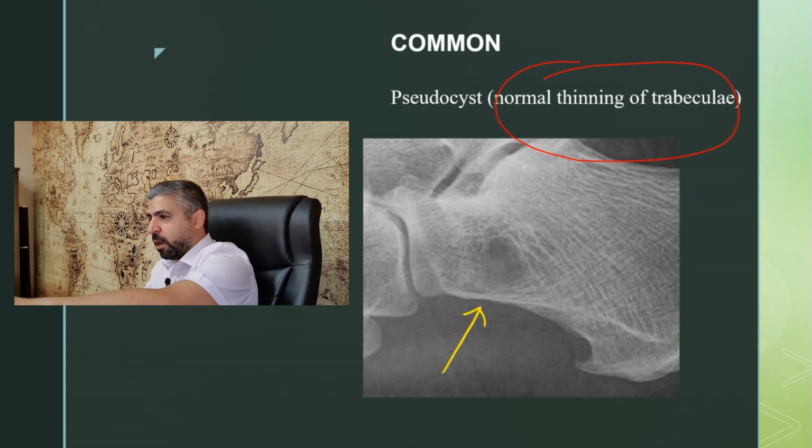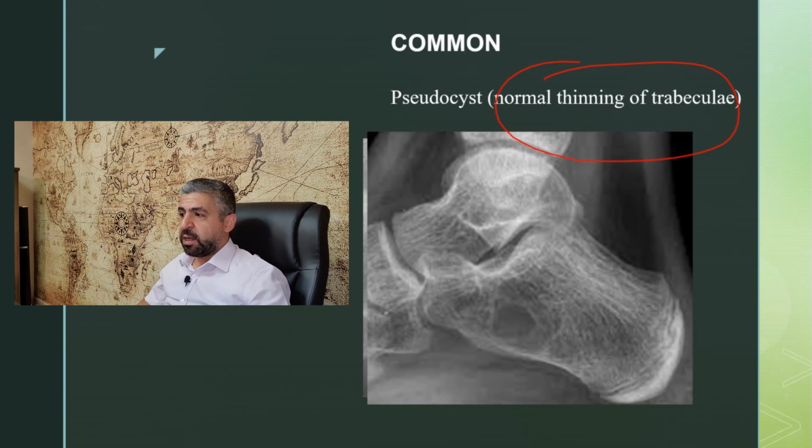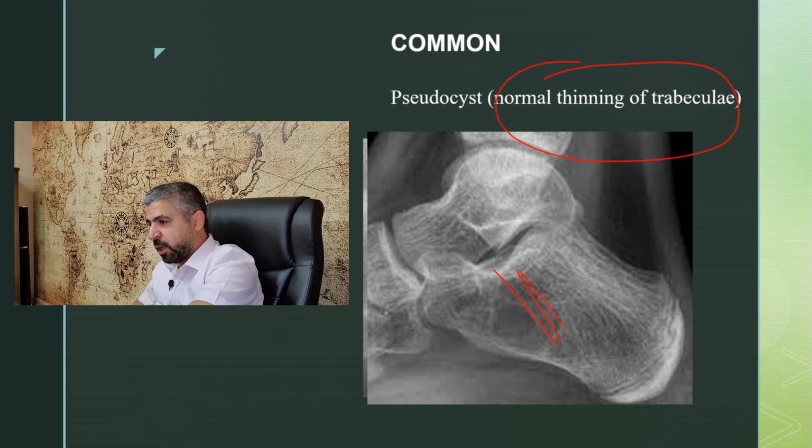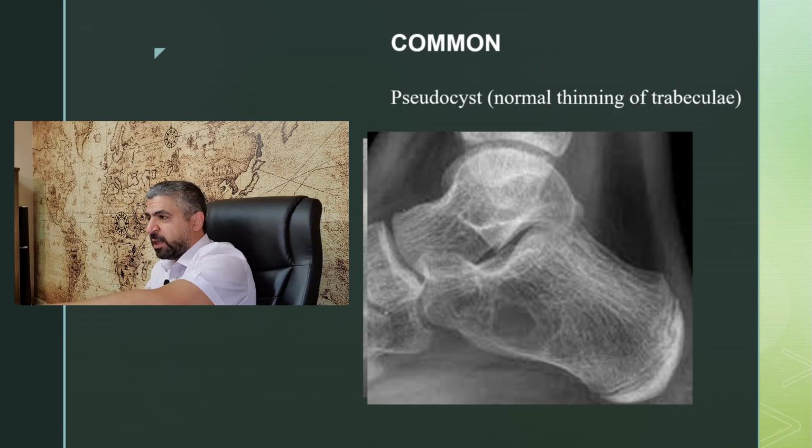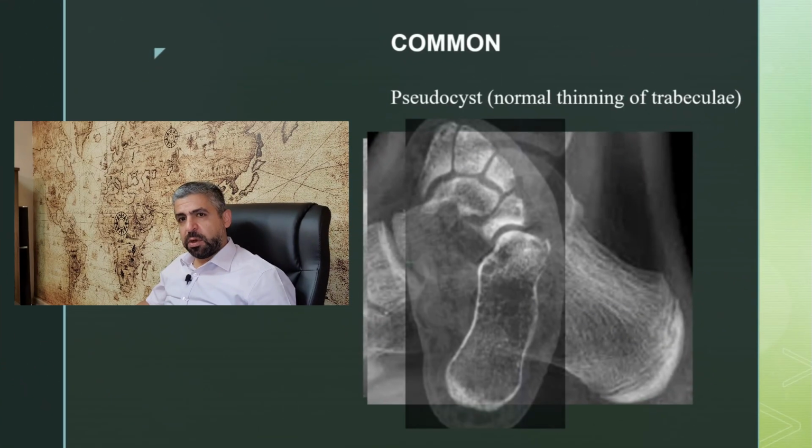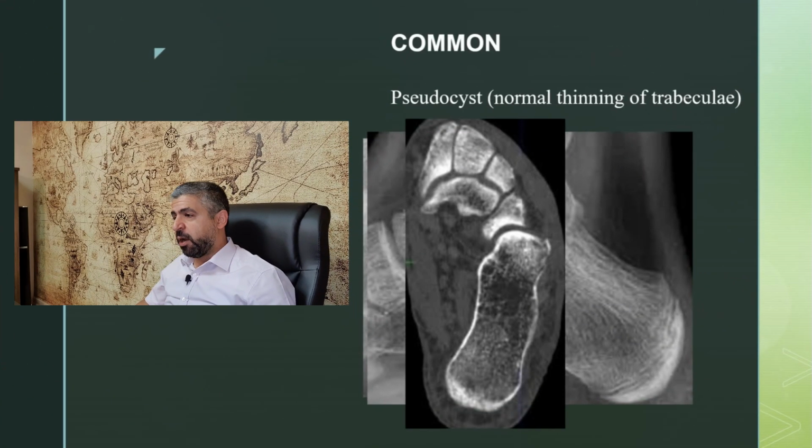However, the trabeculae are just thinned. If you look carefully, it is crossing the lesion. There are some trabeculae inside, but they are thin. So it's just normal thinning of the trabeculae. Again, in this image, you can see the trabeculae crossing the lesion, confirming that it's a pseudocyst due to normal thinning of the trabeculae of the bone.